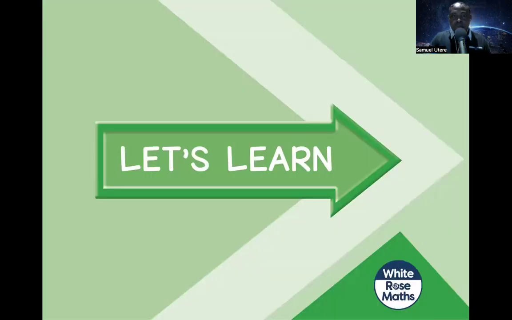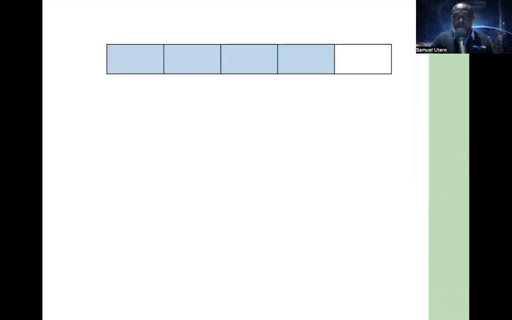Let's do some new learning. Before we start, I want you to take a look at this diagram carefully. What do you notice? Well, we see that the diagram is split into 5 equal parts. So we can say that this is 4/5.